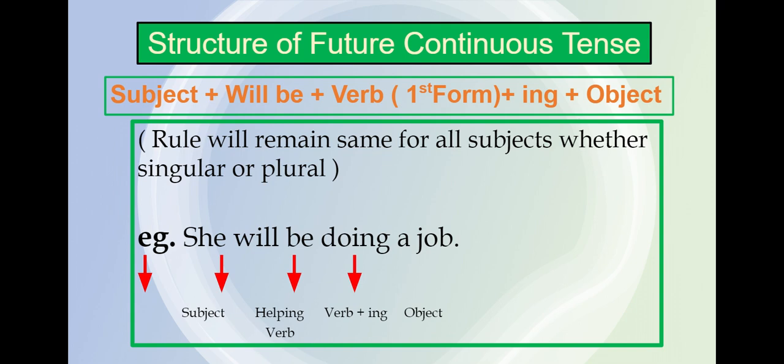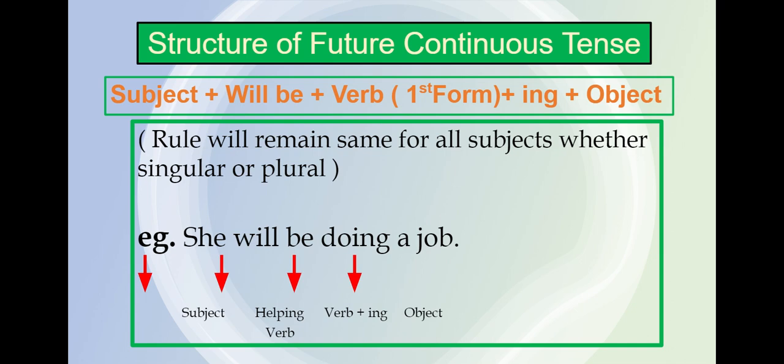Like, she will be doing a job. So "she" is the subject, "will be" is the helping verb, "doing" is verb plus ing, "do" is the verb here, plus ing, doing a job. So she'll be doing a job, I'll be swimming, you will be swimming.